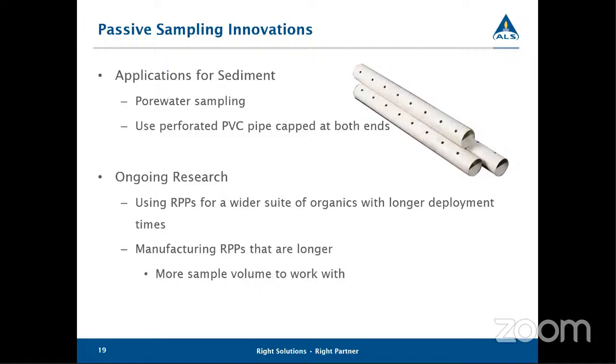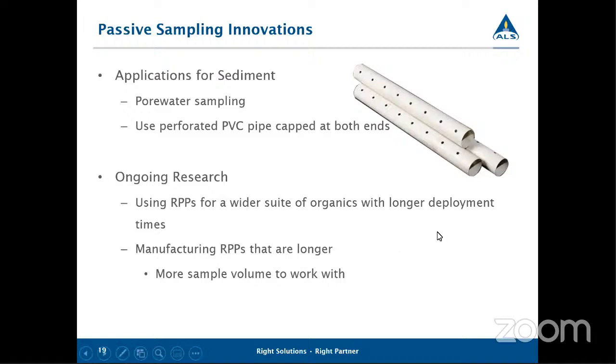I have mentioned that these things can be used for sediment sampling as well, pore water. We don't supply these, but it's very basic perforated PVC. You put a cap on both ends, slide your passive diffusion bag in there, and stick it in the sediment, and that'll get you a representative sample. And you can do just the same with the RPP sampler as well.